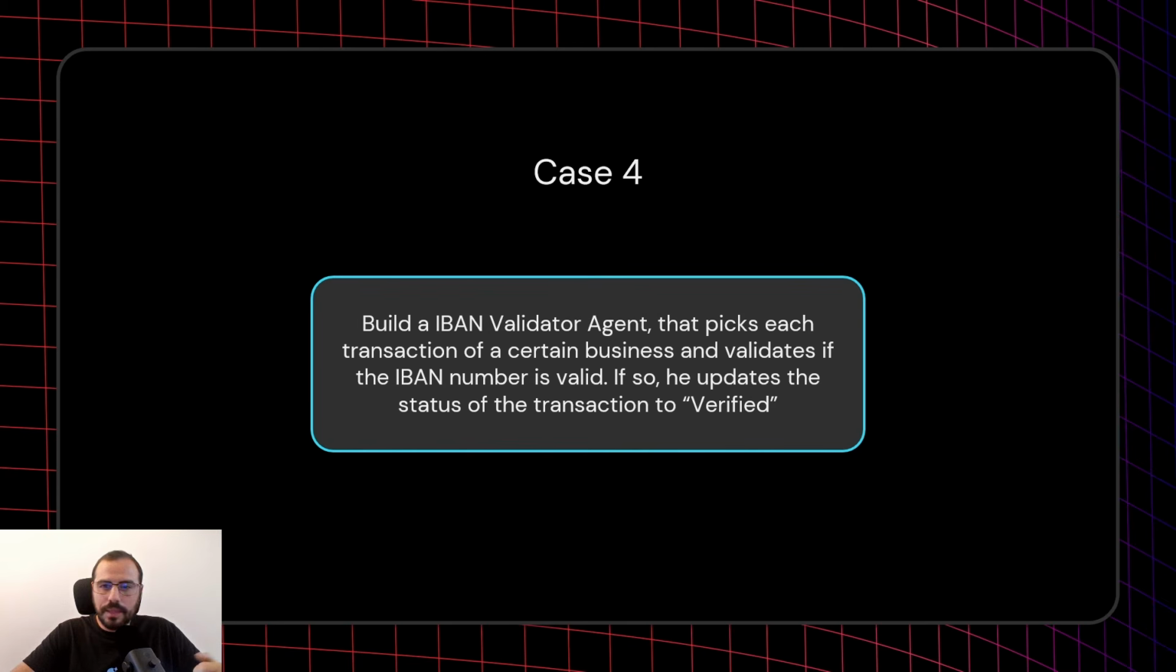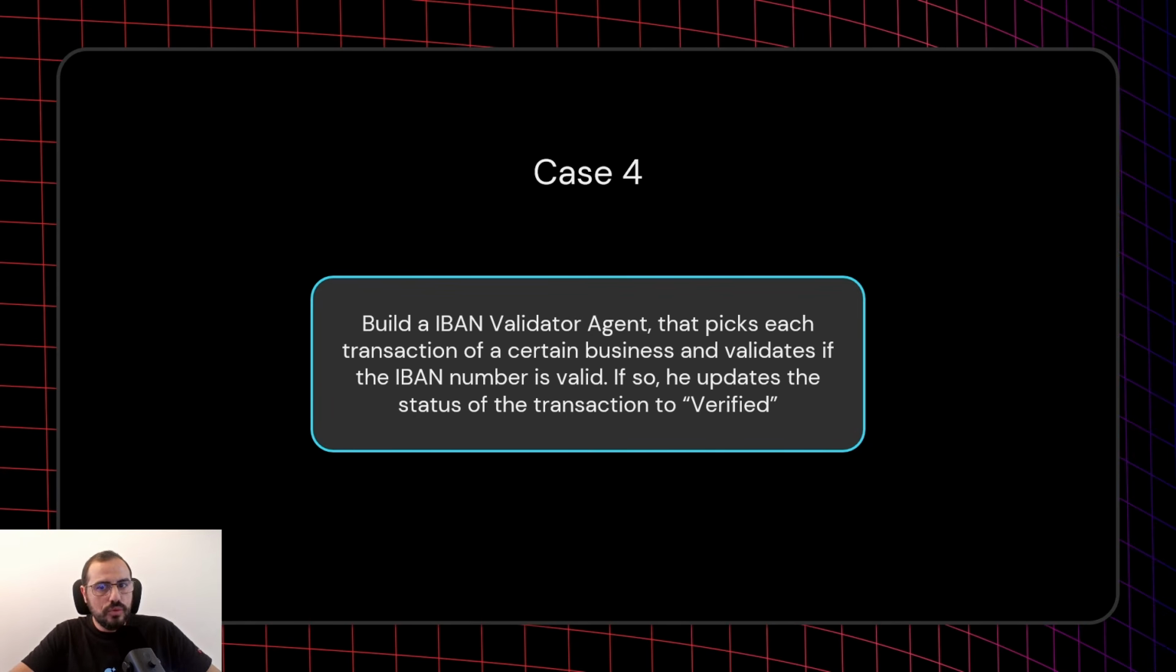Fourth case, build an IBAN validator agent. So I want to have an agent that picks a set of transactions for a certain business and validates if the IBAN is a valid number. And if so, he updates the status of the transaction to verified. Is this an AI agent use case or not?